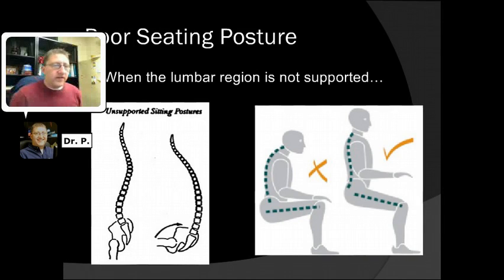Here's another couple of interesting graphics. Notice just the difference between proper seated posture and poor seated posture. So if you're supported by a nice lumbar support in your chair or a cushion or something that's designed to appropriately support your lumbar region, notice that's on the far right-hand picture, the upright posture, as opposed to the slumped posture.